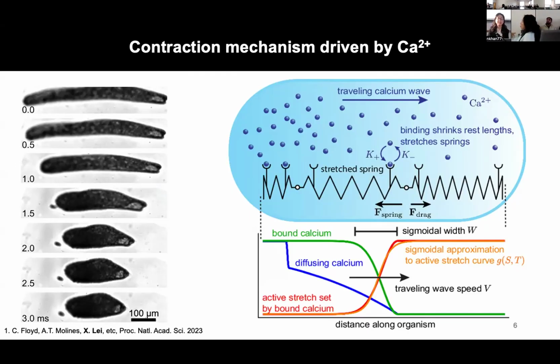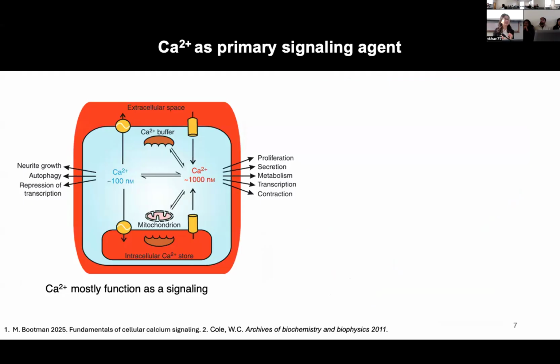Okay, so in this process no ATP is required and it's only calcium driven and powered. And actually it is really interesting to me because I am always thinking about calcium as just a primary signaling agent in the cell. During physiological calcium signaling, it starts from a really low calcium concentration inside the cell, around 100 nanomolar, and then it will increase to 1,000 nanomolar, depending on different stimuli and factors, for example autophagy or proliferation and so on.